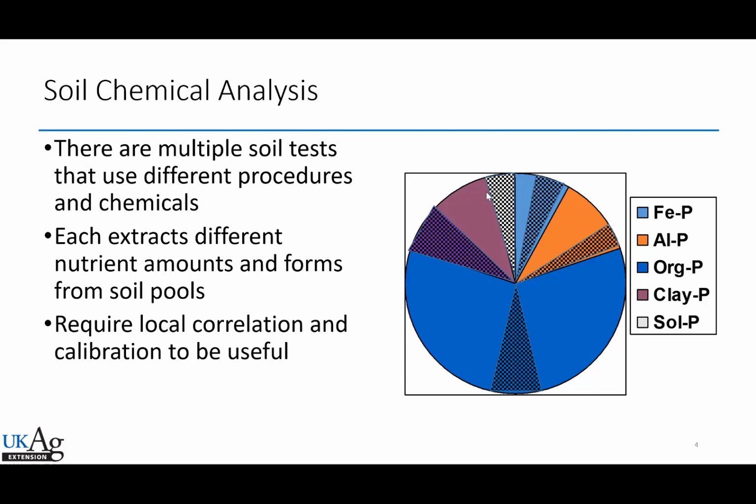But the point here is that with all these different soil tests, what you really need is that local correlation and calibration for that soil test to be useful. So if you're in Kentucky and you go and get a soil sample analysis from a New England state that uses the modified Morgan test, those results will be useless to you in Kentucky because you don't have correlation or calibration data that tells you how much fertilizer you need for that amount extracted by the modified Morgan.